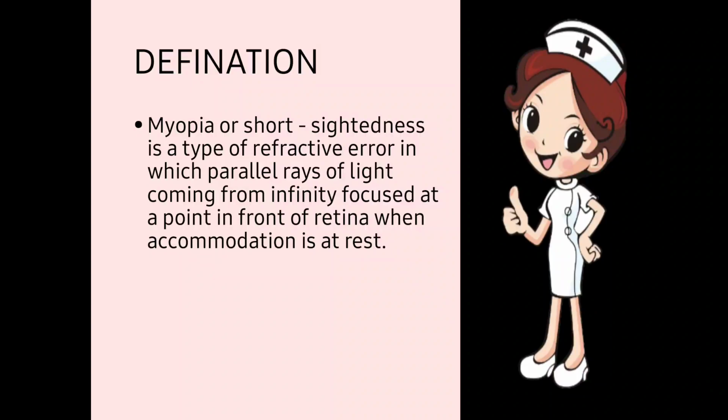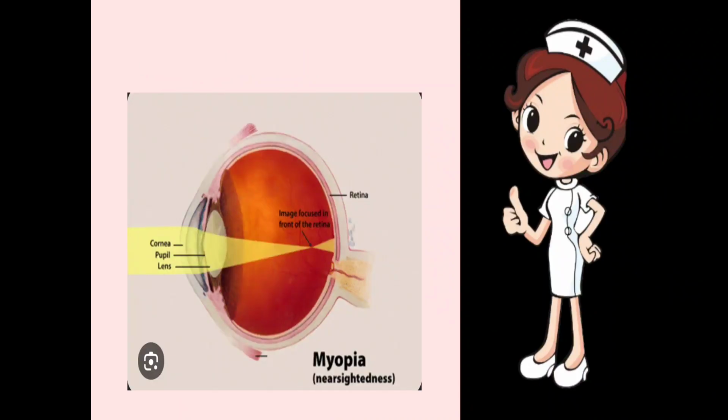Next, they focus at the point in front of the retina when the accommodation is at rest. We all know that accommodation is done by the lens, which is supported by the ciliary muscles as well as the zonular fibers. So when the accommodation is at rest, parallel rays of light are coming from infinity, from very far away, and they focus at a point in front of the retina. This condition is known as myopia. It is also known as short-sightedness or nearsightedness.